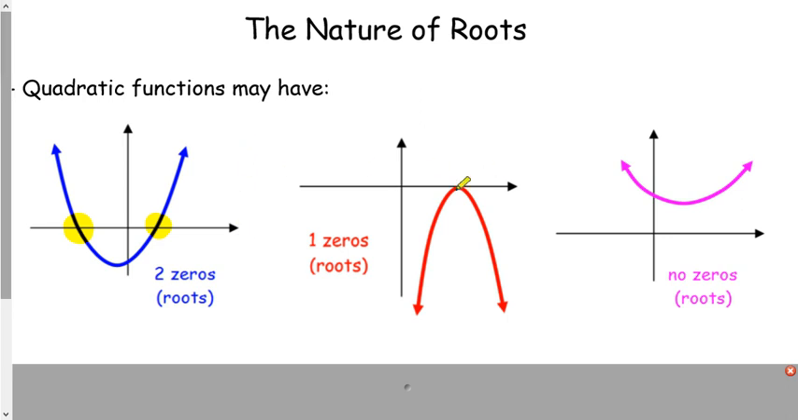We could also have a quadratic where just the vertex touches the x-axis. So we've got one zero, one solution, one root. We could, of course, also have one where, look at our x-axis, it never touches it. We could have a quadratic that's above and going up, or below and going down. In both of those situations, we would have no zeros, no roots, no solutions to our quadratic equation.